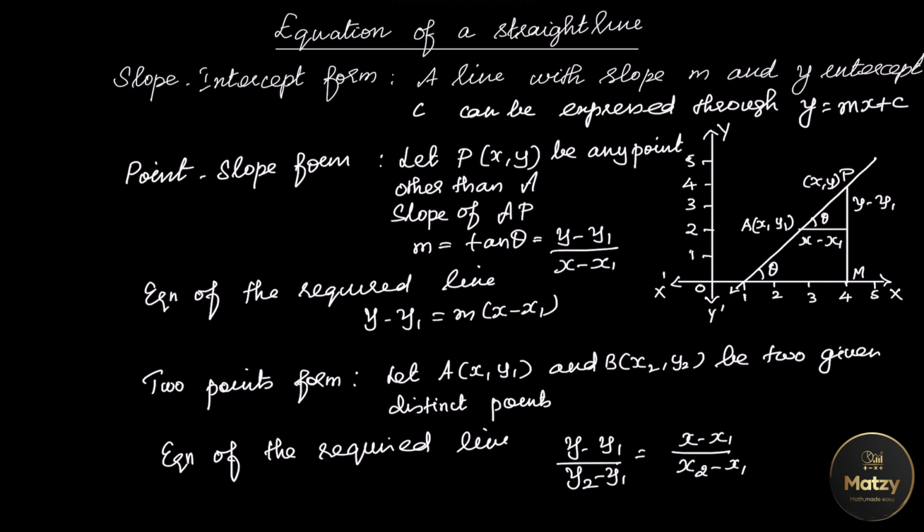Okay, there are many formulae. In this video, I'll explain only three formulae to find the equation of a straight line. First one, slope intercept form. Already I told what is slope. I told slope is nothing, it is a steepness. I told if slope and intercept is given, how to find out the equation of a straight line.